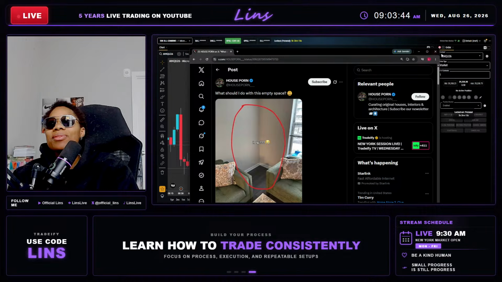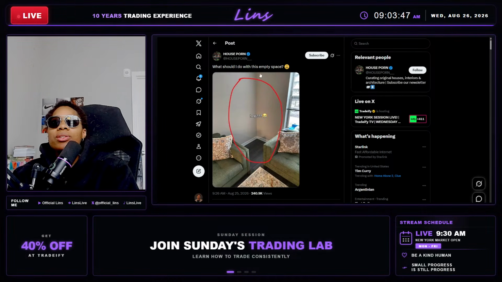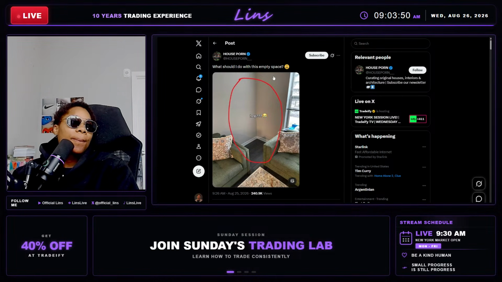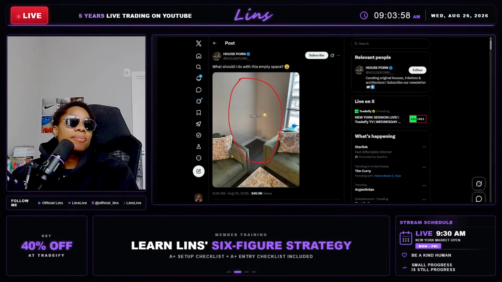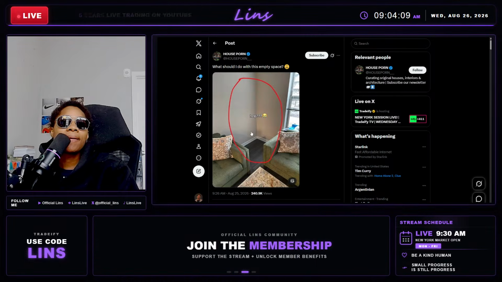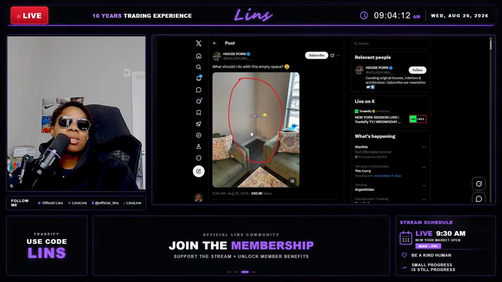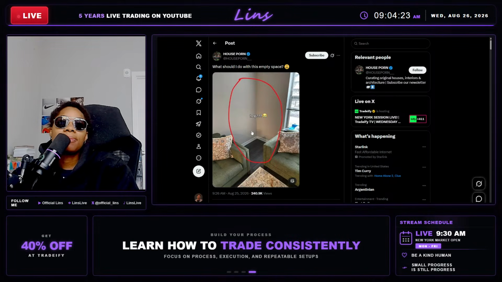Let's check out some posts here. "What should I do with this empty space?" I like when people post these on Twitter because the responses tend to be pretty funny, and sometimes they're really great ideas. Let me know in the chat, what would you put in this blank space in your house? I'm thinking like a bookshelf or a display case. Oh, a plant. Bookshelf and plant, I would do.